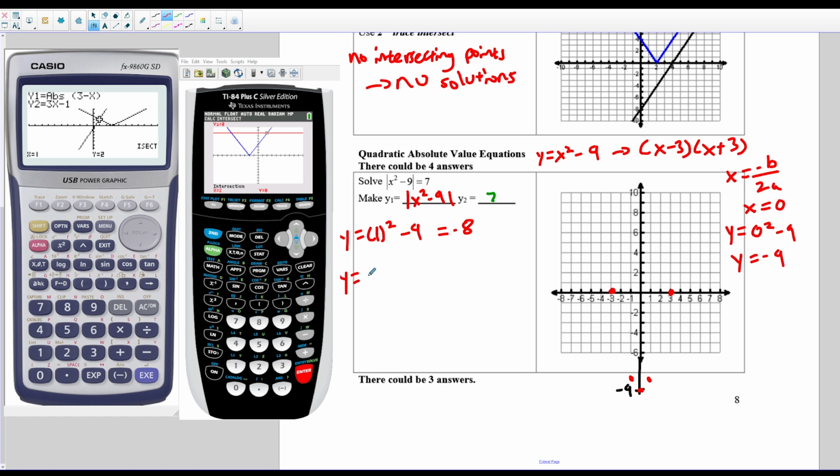So y is equal to negative 4 squared minus 9. That gives me 16 minus 9, and 16 minus 9 is going to be 7. So at negative 4, we have a y value of positive 7. Again, due to symmetry, we're going to do the same thing on the other side: at positive 4, or when x is equal to positive 4, y is equal to 7.